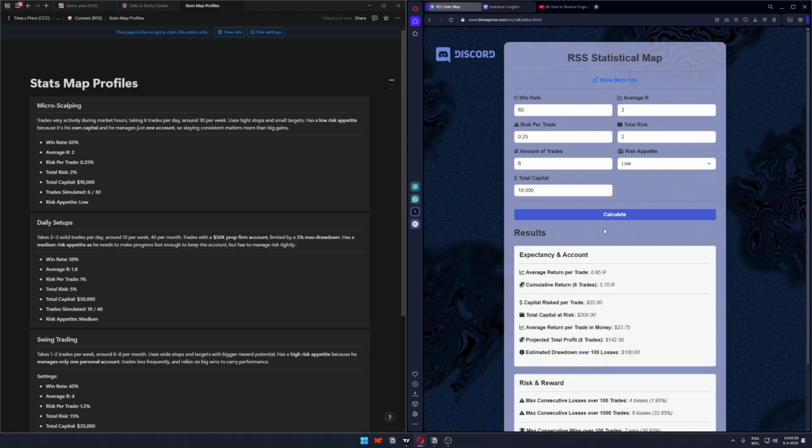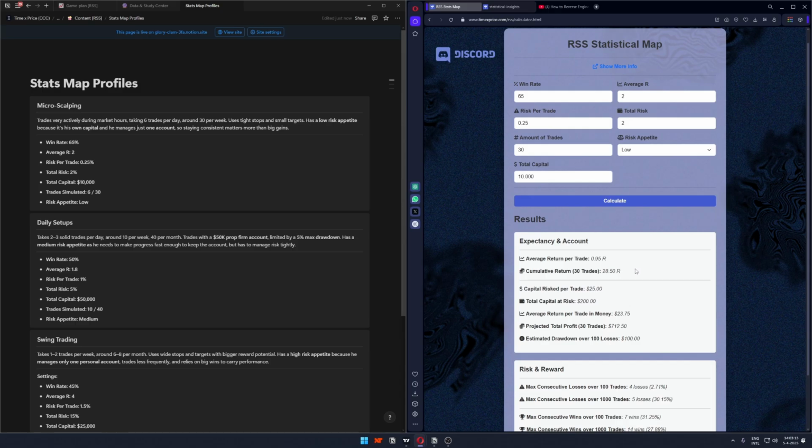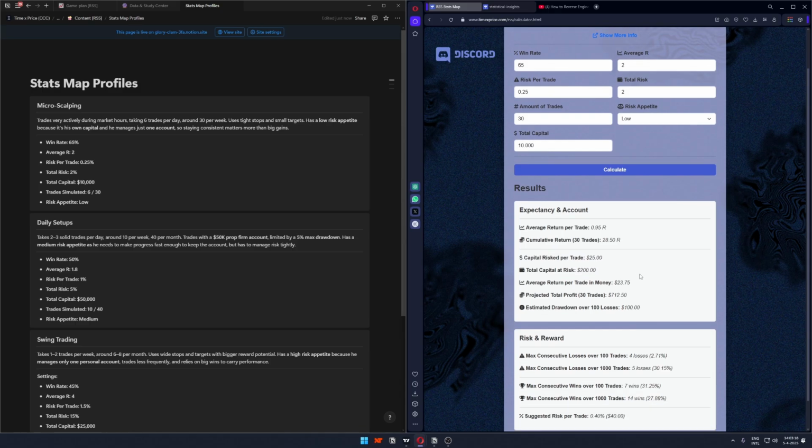So this is interesting. This is for a micro scalper within a day, but we can also view 30 trades being a week for a micro scalper that trades 5 days a week, and we'll see that the average return is 28.5 R max, and we can expect about $712.5 per week back on our capital. This is quite a high expectancy, so it all depends if this is really aligned with your executions.